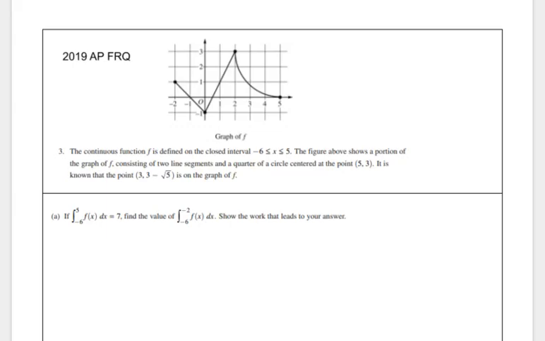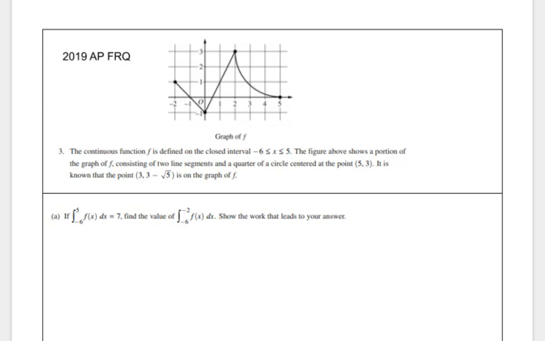Hey everyone, this is the 2019 AP FRQ number 3. So in this one, we're given the graph of f. We're told that f is a continuous function on the closed interval from -6 to 5, but you'll notice this graph only actually goes from -2 to 5, so that's important.